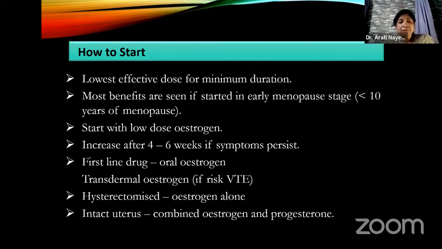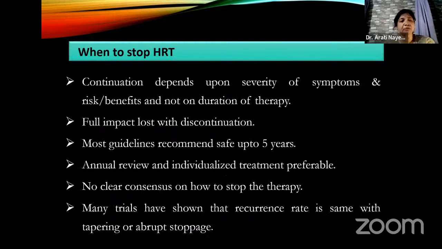How to start HRT? It must be started at the lowest effective dose for the minimum duration, and most benefits are seen if started early in menopause. It must be started at a low dose and increased after 4 to 6 weeks if the symptoms persist. First-line therapy is always oral estrogen, and if there is a risk for venous thromboembolism or cardiovascular risk, then transdermal estrogen can be given. In hysterectomy patients, estrogen alone is used, and with an intact uterus, combined estrogen and progesterone preparations are used.